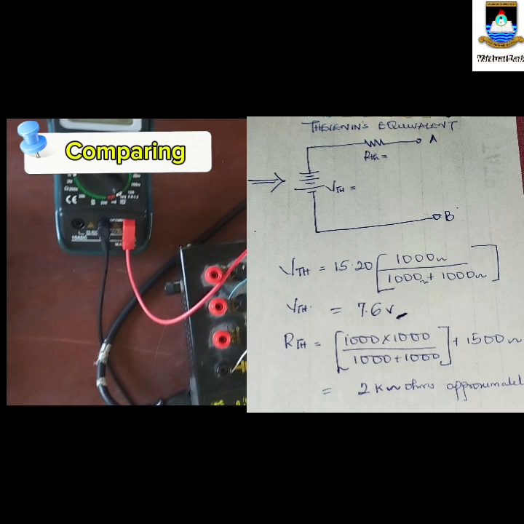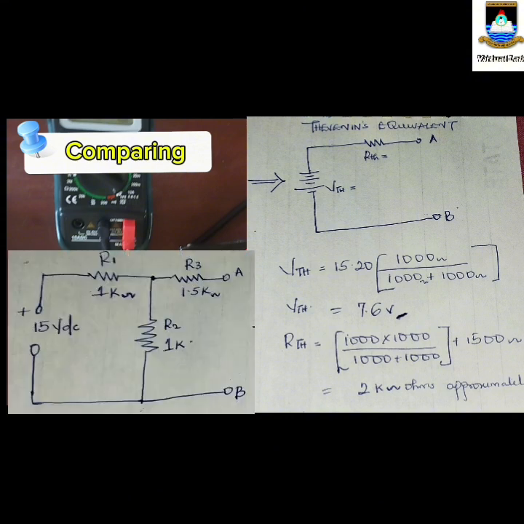Comparing our calculated values, you can see that we are correct, and our resistance is just slightly higher. This is due to the tolerance of the resistors we used, but we are correct, and we have successfully reduced the circuit into a Thevenin's equivalent circuit. Thank you.